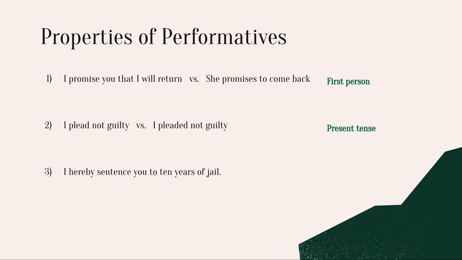Another way to distinguish performatives from constatives is the insertion of "hereby." It is natural to insert the adverb "hereby" in performatives because the action is taking place right now. An example would be, "I hereby sentence you to 10 years of jail," as spoken by a judge in court. However, if you insert "hereby" in a constative, it sounds unnatural. If you look at the sentence above, "I hereby pleaded not guilty" sounds very ungrammatical. Therefore, the insertion of "hereby" is another criterion with which we can discern whether an utterance is a performative.